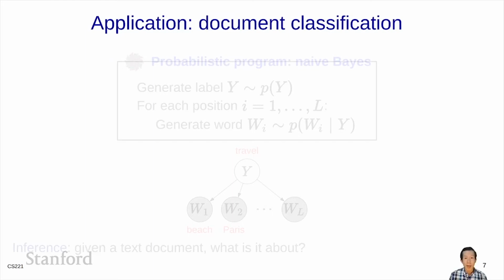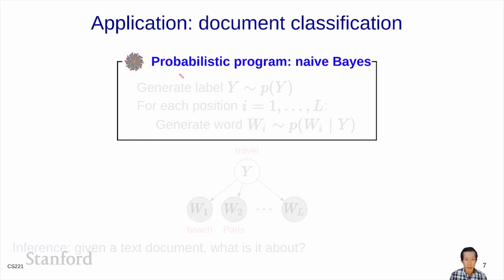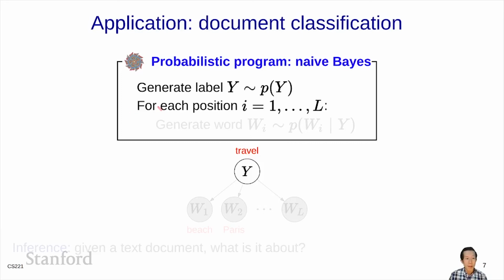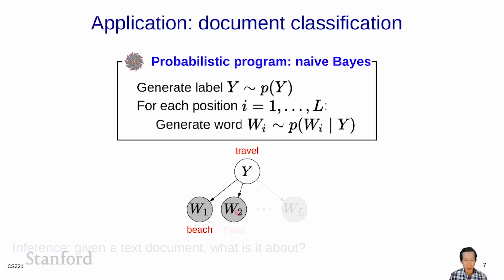So here is another classic example called naive Bayes, which is often used for very fast classification. So the way naive Bayes works is that we're going to generate a class or a label, y. For example, in document classification, I might generate that this document is going to be about travel. And then for each position in the document, I'm going to generate a word wi. So for this one, I might generate "beach". The second word might generate "Paris", and then all the way up to wL.